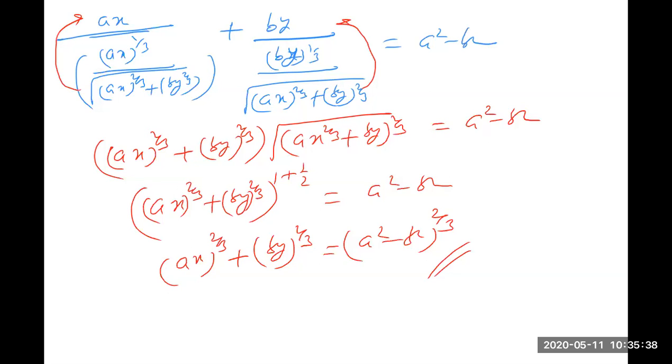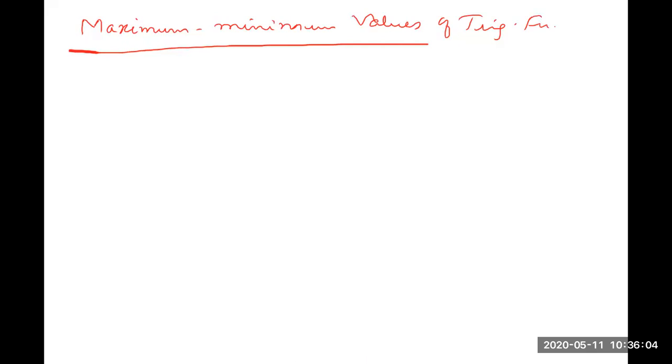Yes, sir. Okay. See, now I'm starting with a very important concept, that is maximum minimum values of trigonometric functions. Starting with the direct form sin x and cos x. I think everybody knows this lies between -1 to 1. Maximum value is 1 and minimum value is -1.